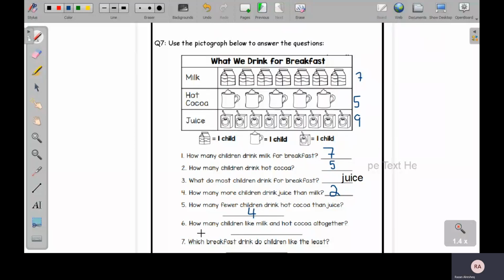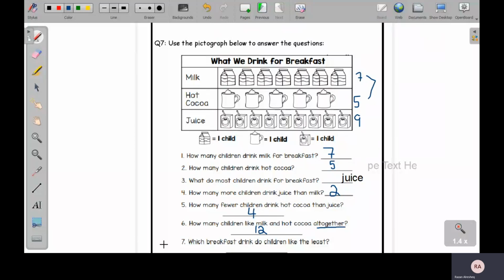Let's look at number 6. It says, how many children like milk and hot cocoa all together? All together is one of the keywords that tells me here we have to add them because it's an addition keyword. So here I have milk and hot cocoa. So I add the 7 with the 5. 7 plus 5 gives me 12. So here I write 12.